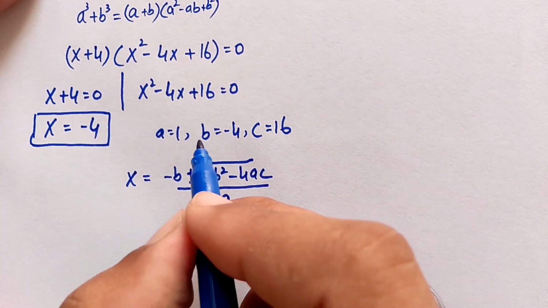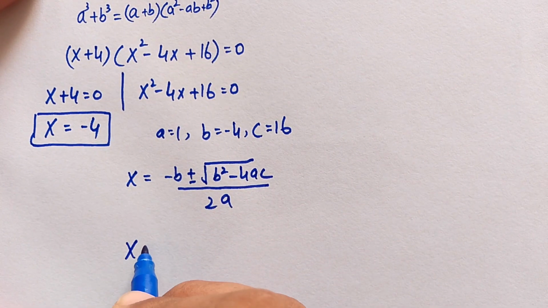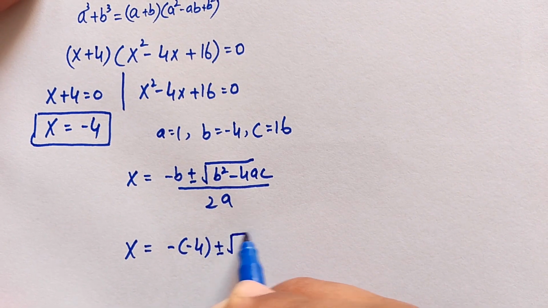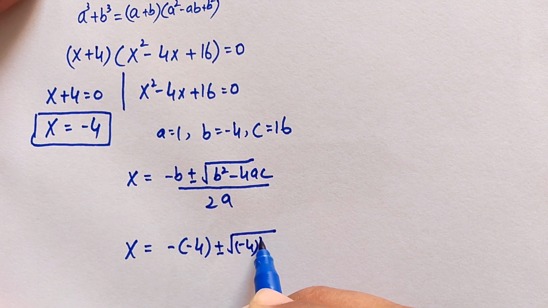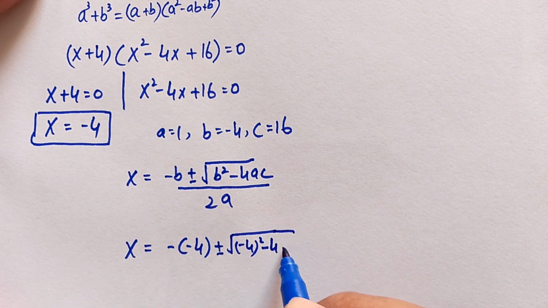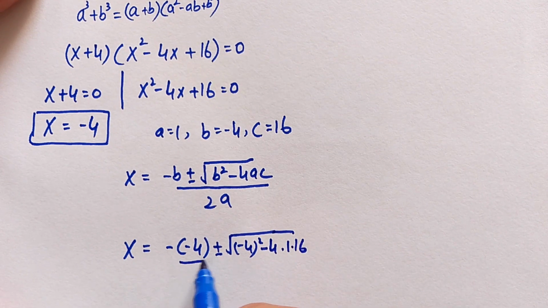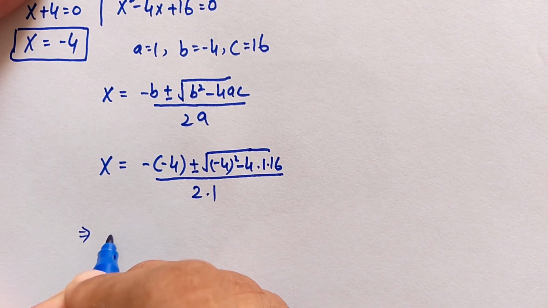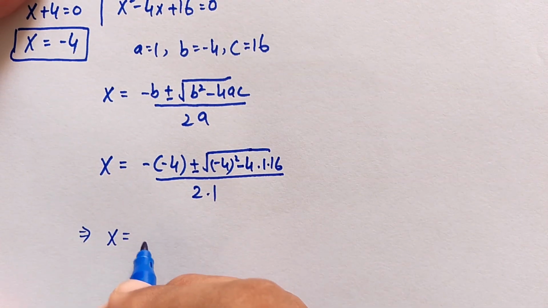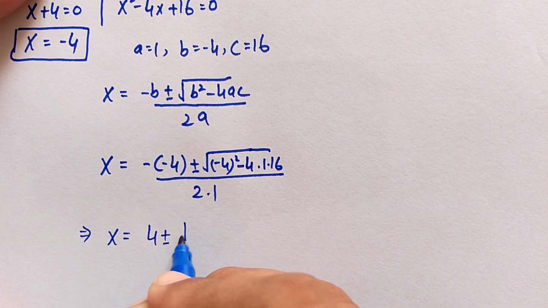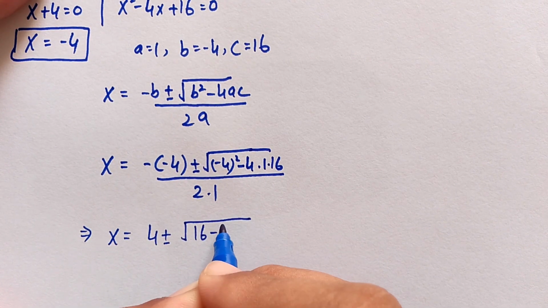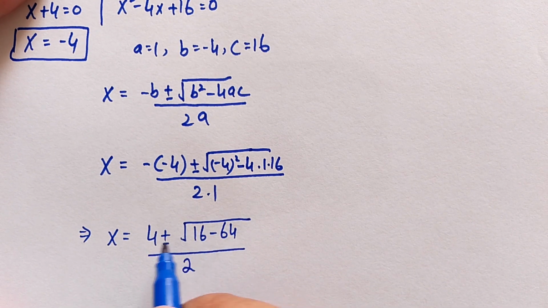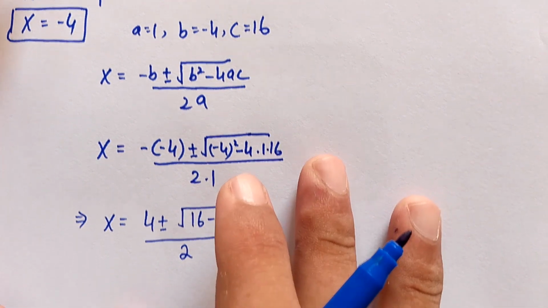Now we have to put these values. So this will become x is equal to minus 4 plus minus square root of minus 4 whole square minus 4 times 1 times 16 divided by 2 times 1. Now in the next step, x is equal to minus times minus is equal to plus 4 plus minus square root of 16 minus 64 divided by 2 times 1, which is equal to 2.